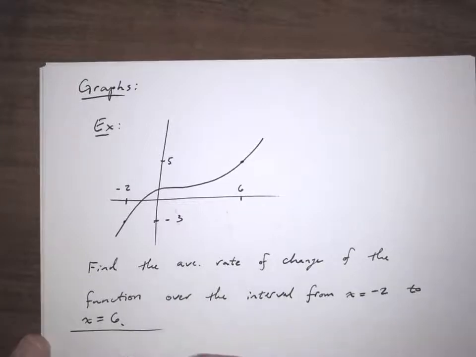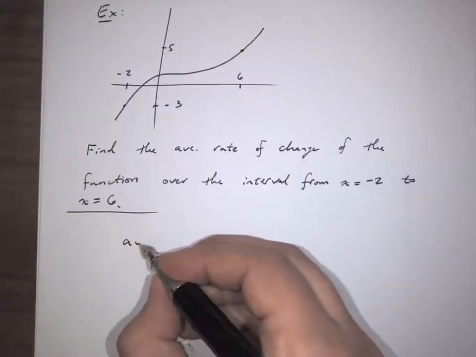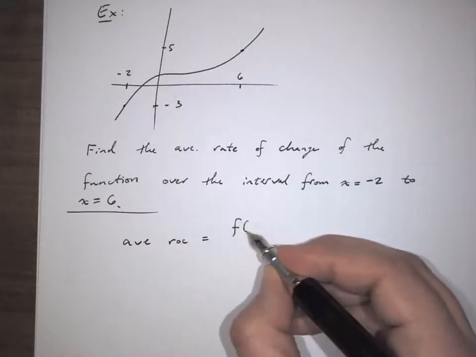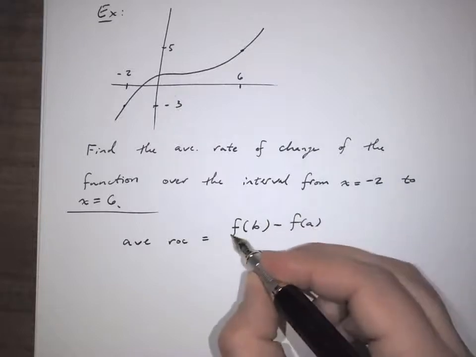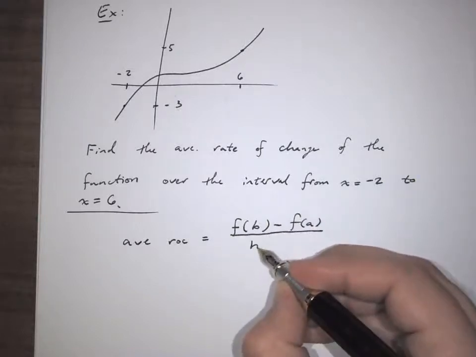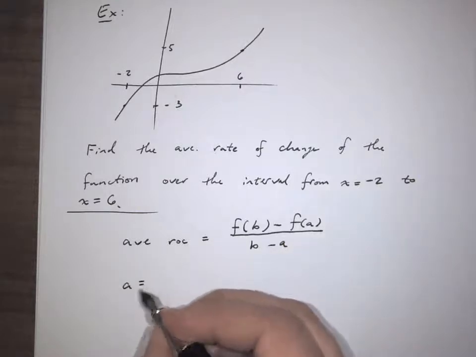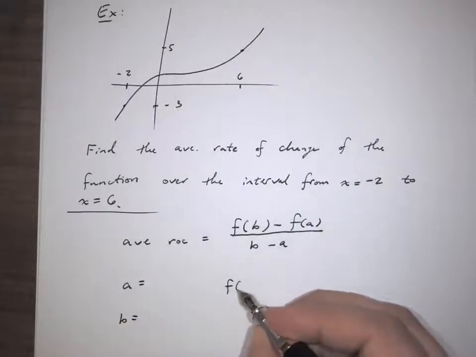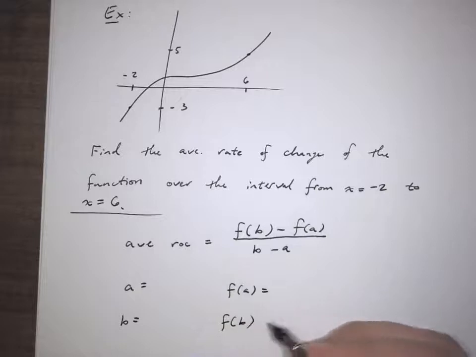All right, well, let's cast the roles for our little formula here. We've got a formula for a rate of change, and let's remember what that is. The average rate of change is equal to f of b minus f of a divided by b minus a. So we just need to figure out what's playing the role of a, what's playing the role of b, what's playing the role of f of a, what's playing the role of f of b.